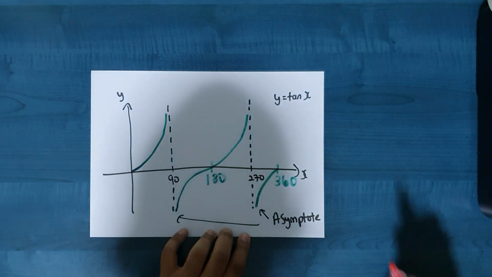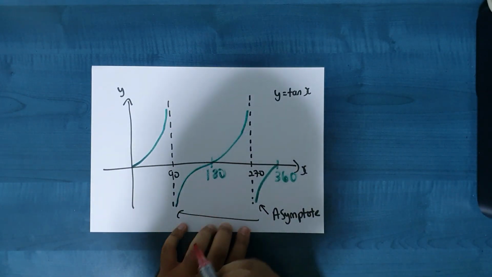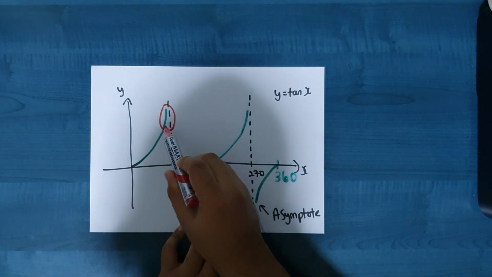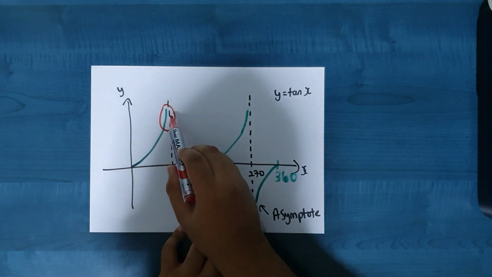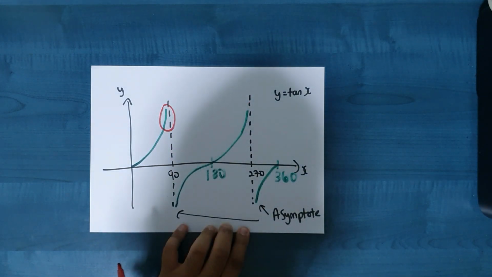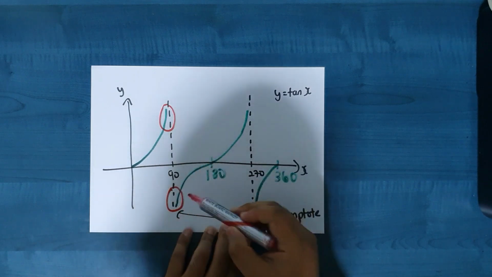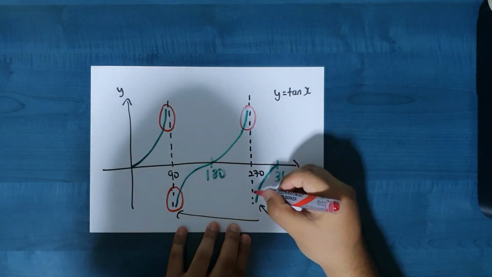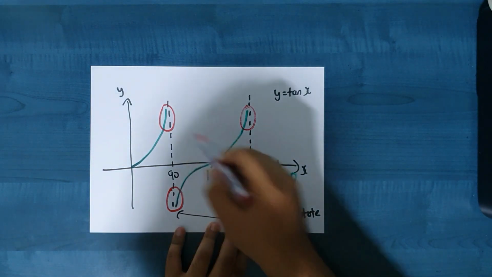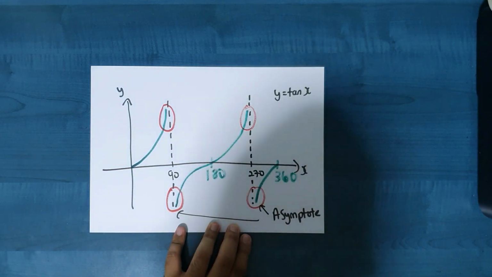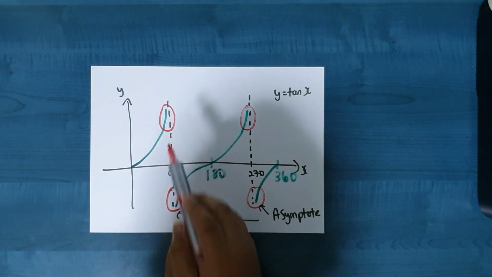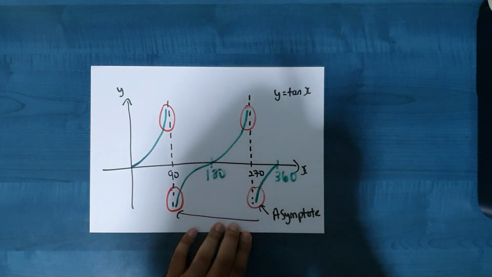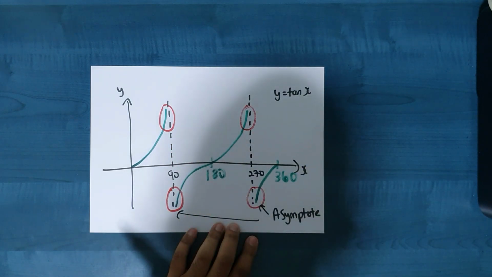And if you were to take a closer look, you will notice that the graph here is almost reaching the line, almost reaching but never touching. Same goes here. The graph is almost touching the line but never touches. Same goes here, and same goes here. So this is the proper way of drawing a tangent x. Near the asymptote, the graph is almost touching but never touches. It cannot touch. Okay, that is the definition of an asymptote.